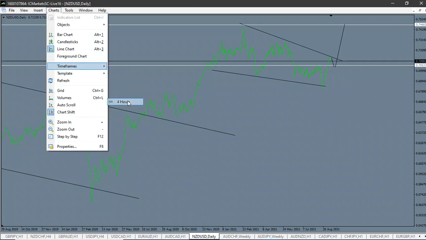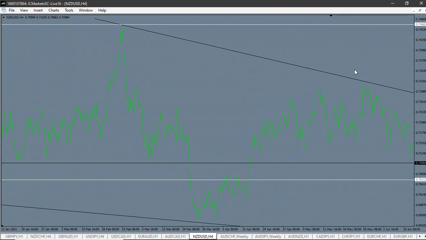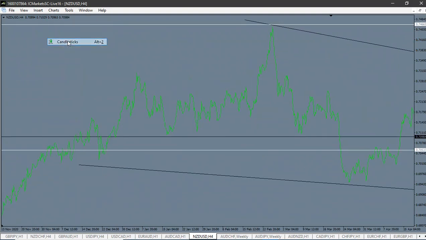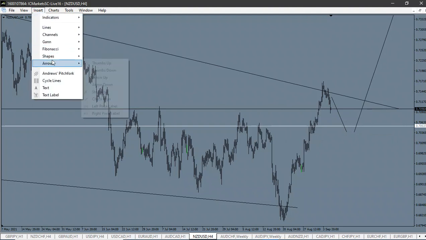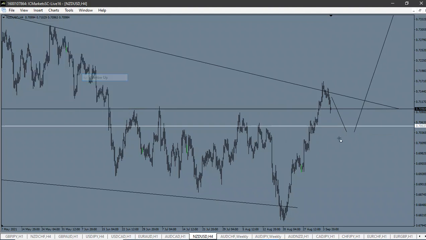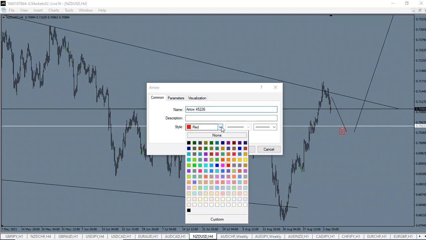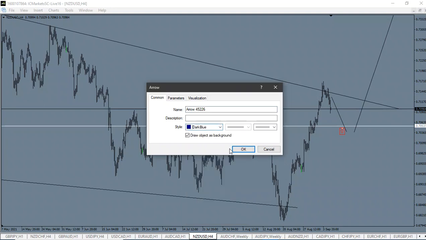So to go for entries, we have to drop it down to the lower time frame to see what's happening here. As we've seen, this is our level here, and this is what we are expecting to see. So I'll put this arrow right here, so that we know where to expect the reversals.